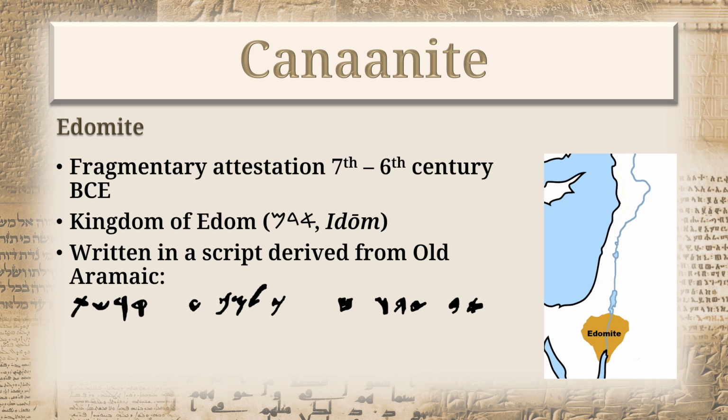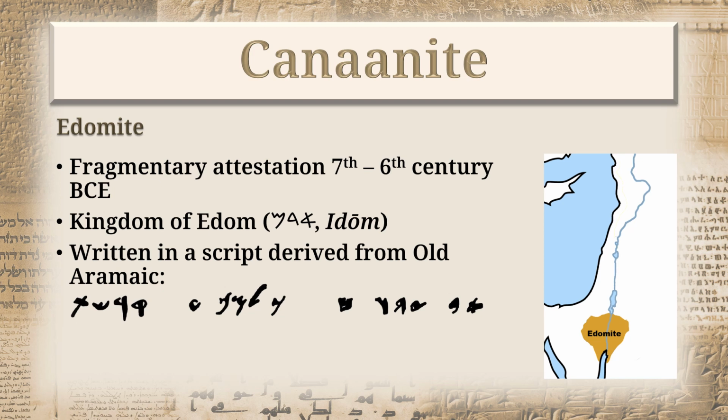The first Canaanite language in my video, I want to start from the south and then move upward to the north and then to West Africa or Northwest Africa. The first language is Edomite. It is very fragmentarily attested, so it's mostly ostraka, which is pottery shards that were used to take notes.